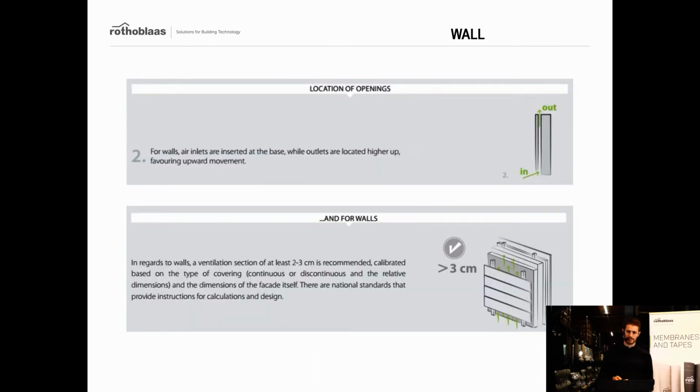And this is just a very quick picture to show where to place the openings of this ventilated facade, because even if you have the air layer, if you do not have ventilation, it doesn't work the same way.